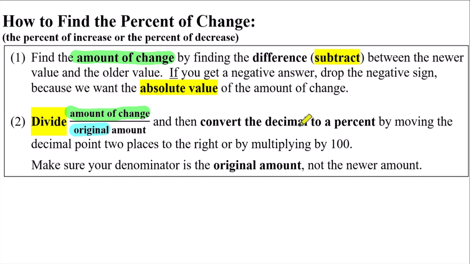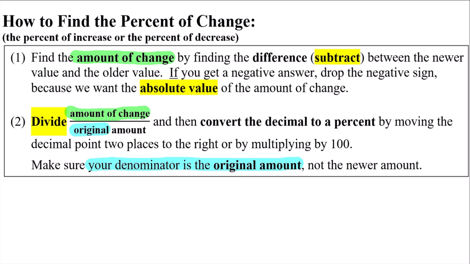And then we're going to convert the decimal to a percent, like you're used to doing, by moving the decimal point 2 places to the right. You could even multiply by 100, but most people just move the decimal point 2 places to the right. Again, I cannot emphasize enough to make sure that your denominator is the original amount, not the newer amount.